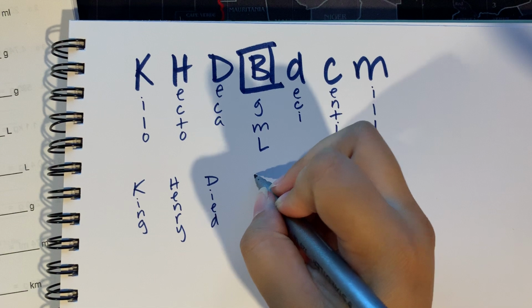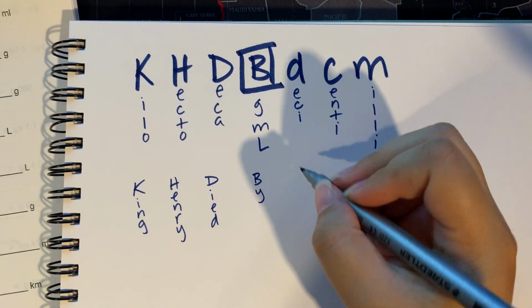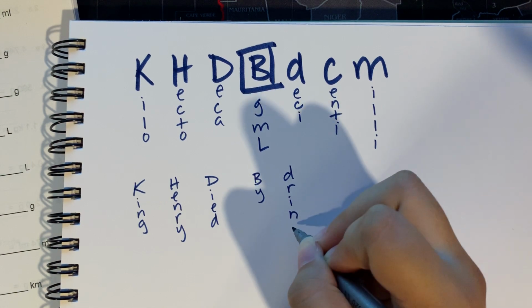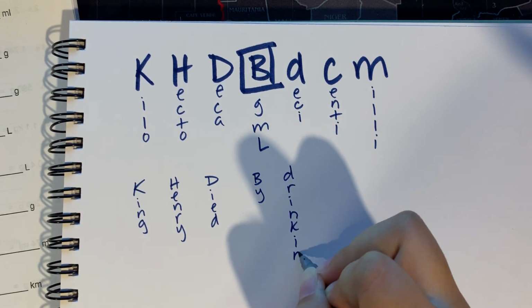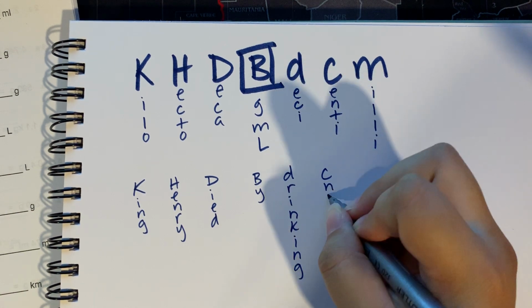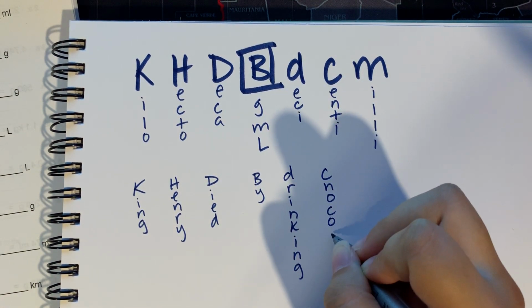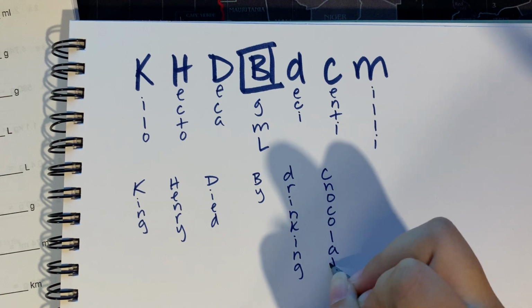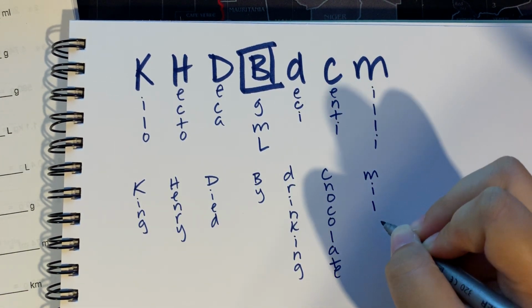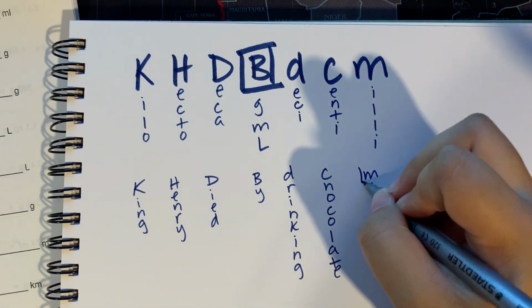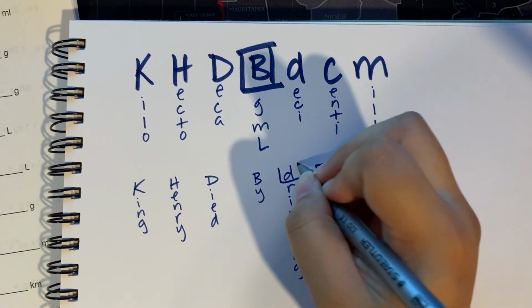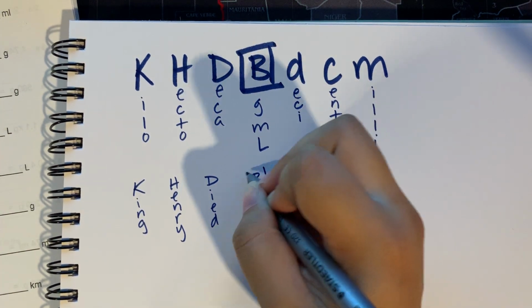King Henry died by drinking chocolate milk. These are your conversions.